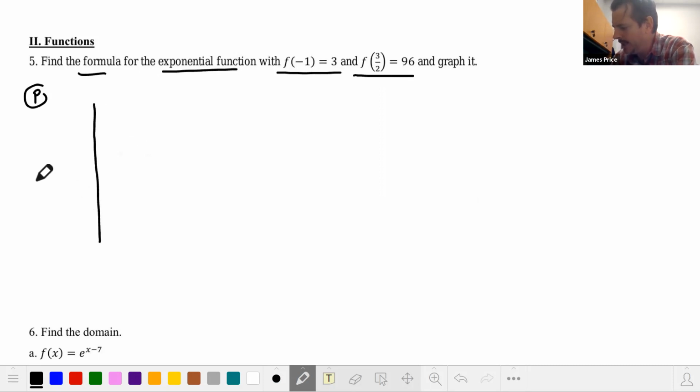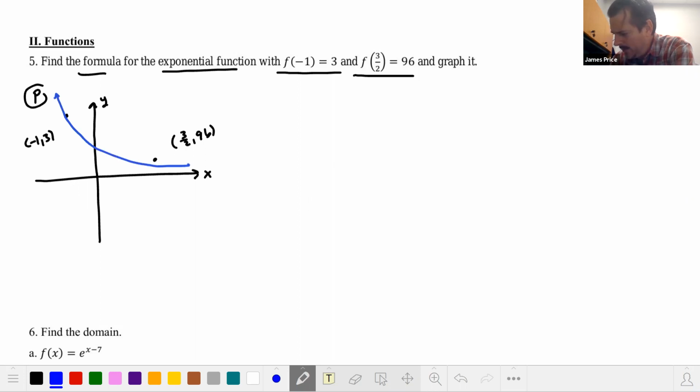So let's just get in here, x and y. And f of -1 is equal to 3. So I'm going to put -1 comma 3 there. And f of 3/2 is equal to 96. So if you plug in 3 over 2, you get out 96. And so basically, I want to find the formula for that exponential function. And notice I missed that point there, which is okay, just erase it and then put it back on there. But you can see it's decreasing, and since it does say graph it at the end here, we'll graph it.